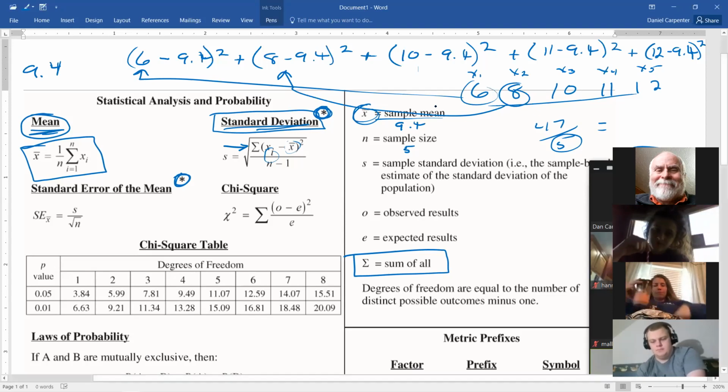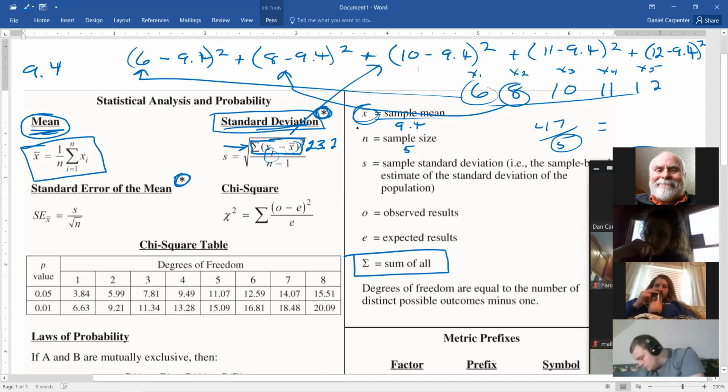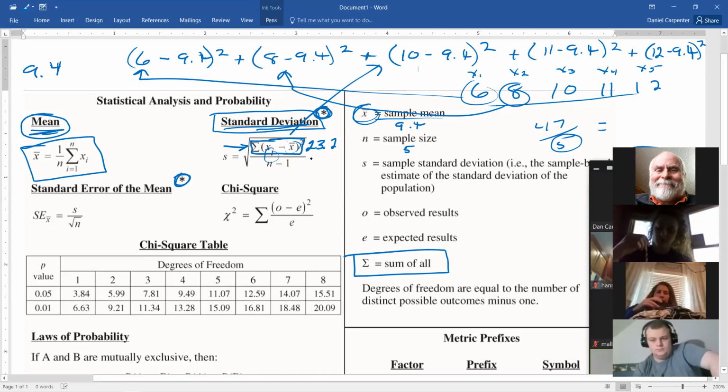23.2? Yeah. Okay, so that would be our top, 23.2. When we did all of this, which we did up here, we got 23.2. That's again, it's not hard, it's just annoyingly time consuming. So n was our sample size. We had 5 x's, 5 numbers. So it's 23.2 divided by 5 minus 1.